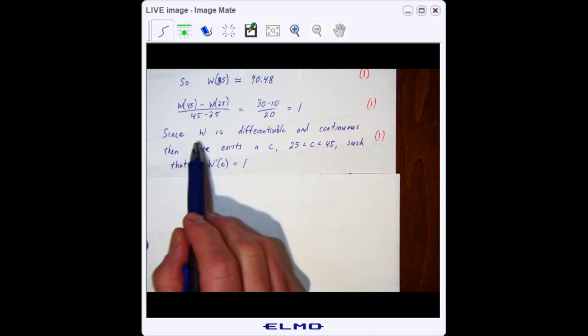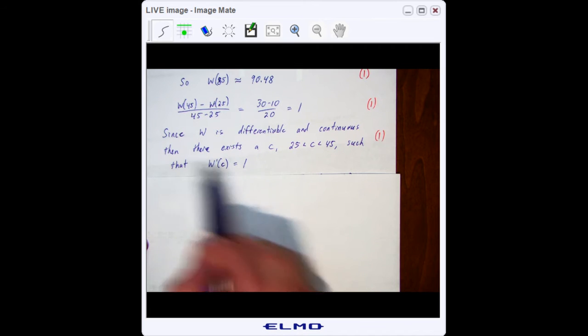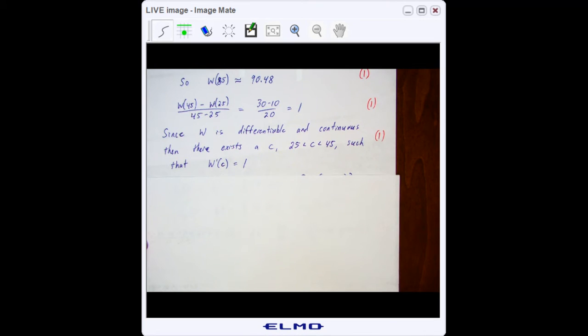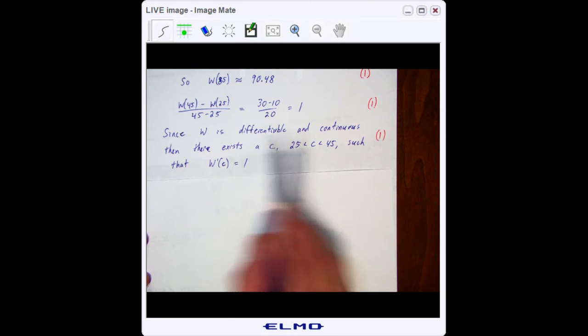And then, since W is differentiable, it's also continuous, and therefore we can use the mean value theorem to state that W prime of c equals 1. And notice, you don't even have to state the mean value theorem. You can state that, but what's important is just stating the conditions.